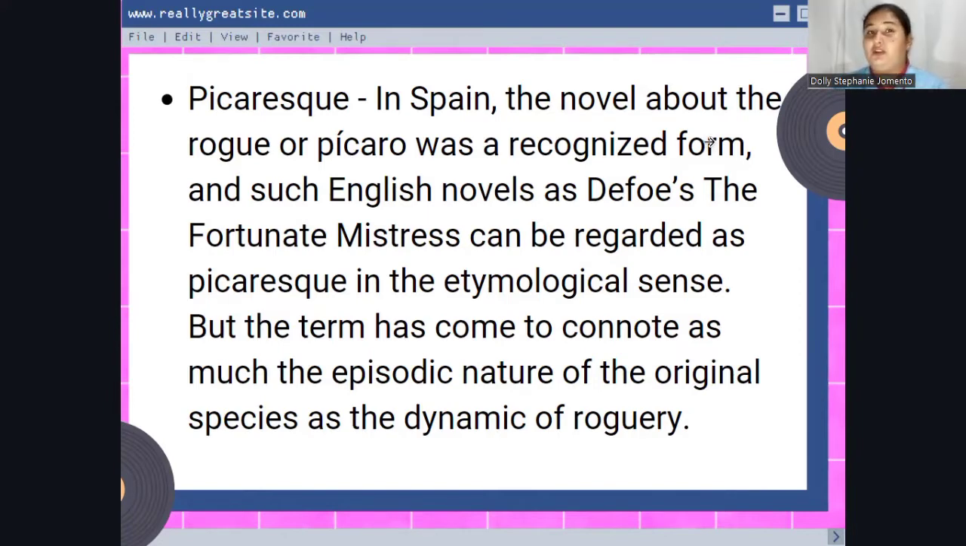So this type of novel typically adopts a realistic style, because some women or even men are capable of making tricks or deceptions just to survive, because at the end of the day they will be able to eat and provide their needs or luxuries. Like in our time today, we need to adapt to our environment to survive. We call it the survival of the fittest.